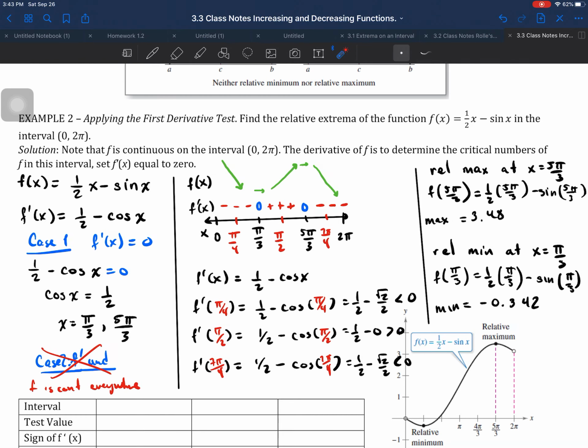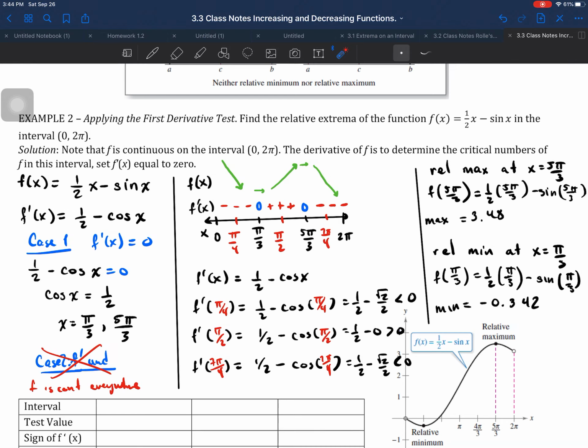So now I'm going to make a picture for myself. I'm going to draw my f of x, and I'm going to say because the derivative is negative, the function is decreasing. Because the derivative is 0, the function is constant. Because the derivative is positive, the function is increasing. Because the derivative is 0, the function is constant. And because the derivative is negative, the function is decreasing. So we can clearly see that we have found a relative min at x equals pi over 3, and a relative max at x equals 5 pi over 3.